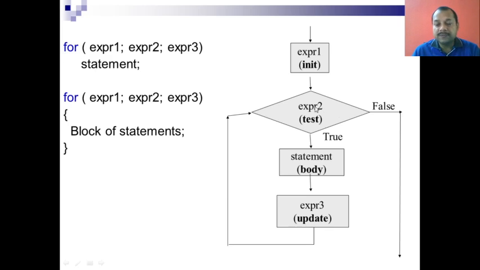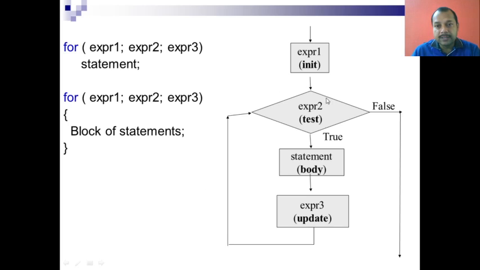Now if it is true, let us look into that. The statement or body will be executed. After the execution of the body, it will execute expression 3, the third expression, and that is the update. After the execution of expression 3, the control will go back to expression 2. So this part is basically the looping.